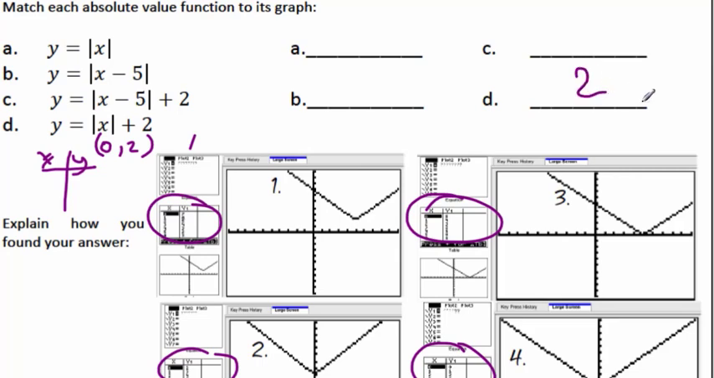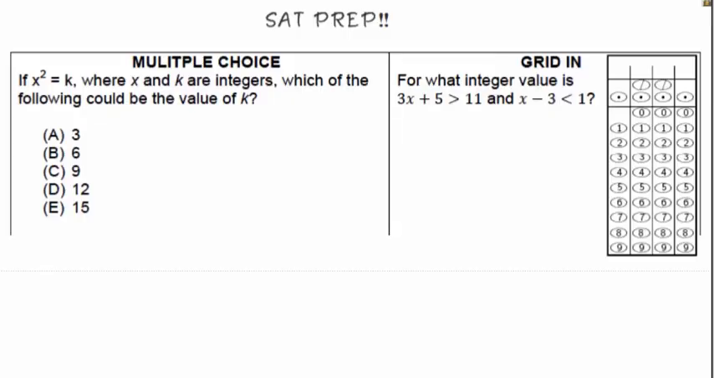Hey, that's it. Should we do some SAT? Word. Let's get to it. If x squared equals k, where x and k are integers, which of the following could be the value of k? They like to give you these things, make you think a little bit.